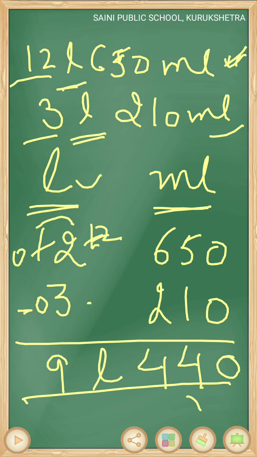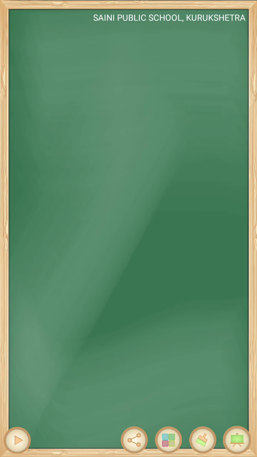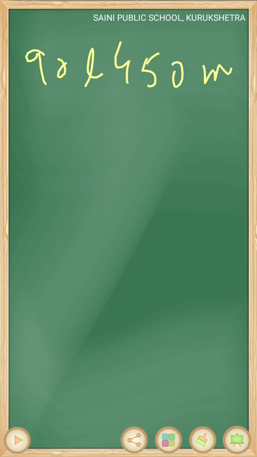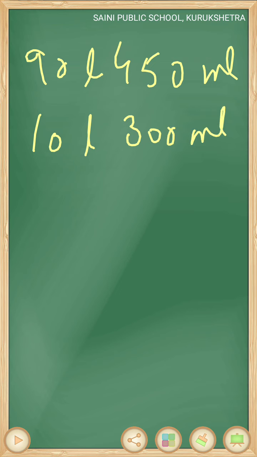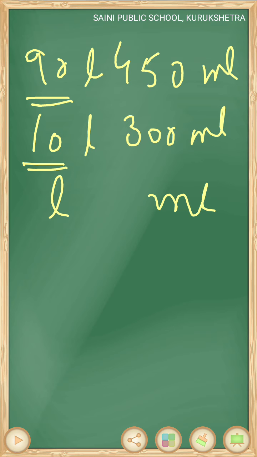Okay, now let us discuss one more example. Suppose we want to subtract 90 liter 450 milliliter and 10 liter 300 milliliter. Okay, again in the same way, first of all we will write the units here, liter and milliliter. Now find out which is the bigger number, compare the liter place. Here is 90 liter and here is 10 liter. So which is bigger? First number is bigger.